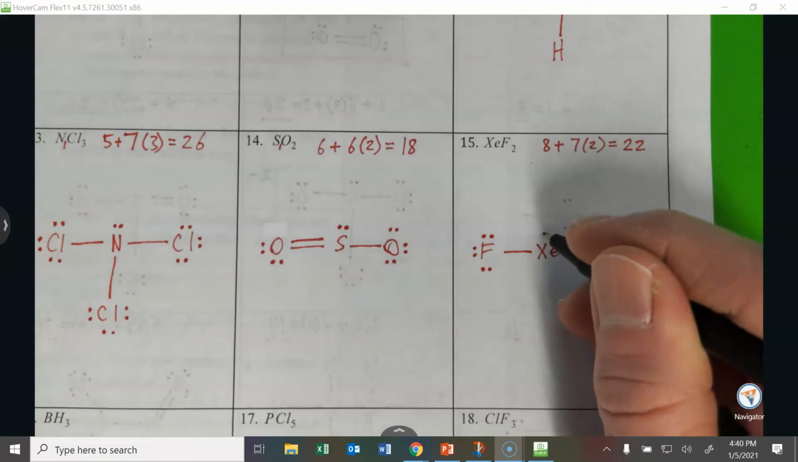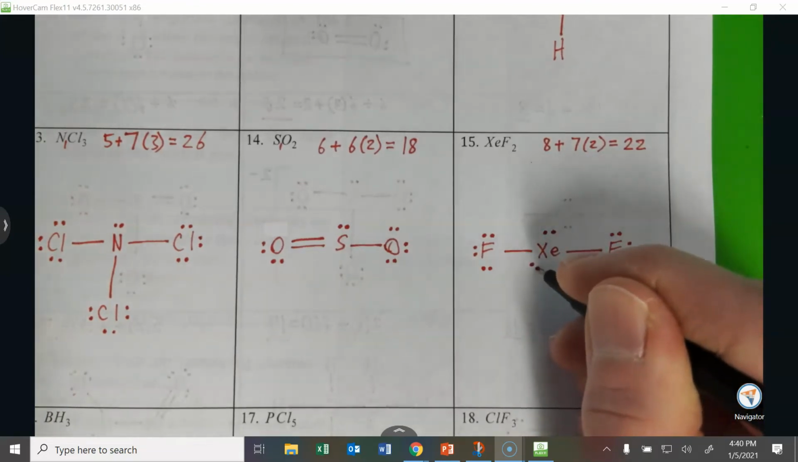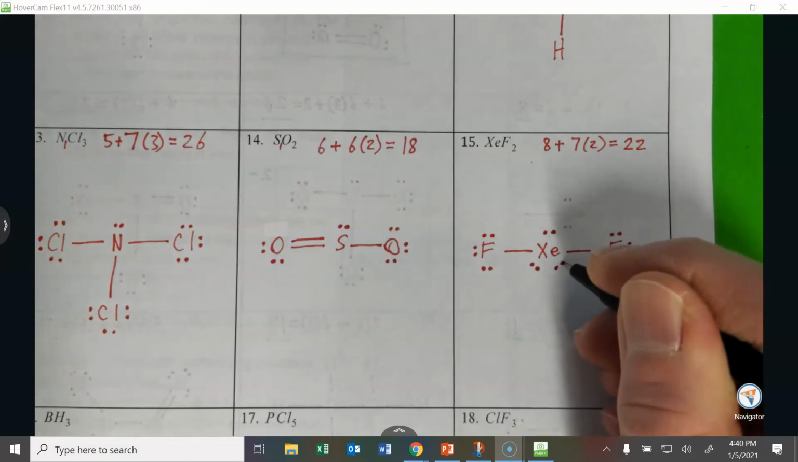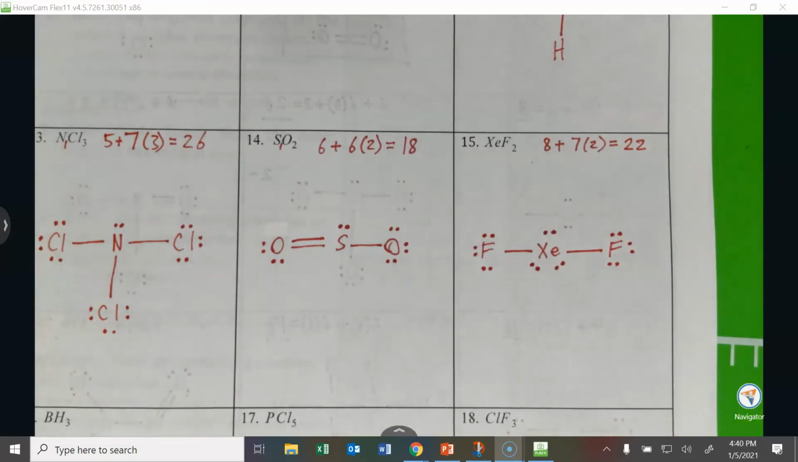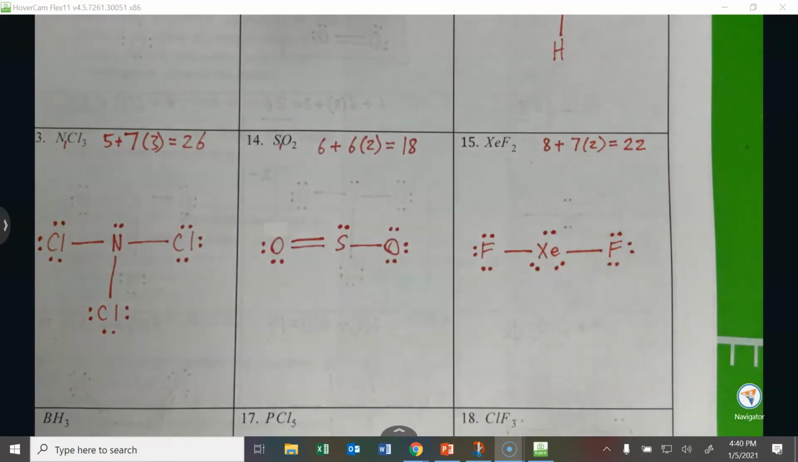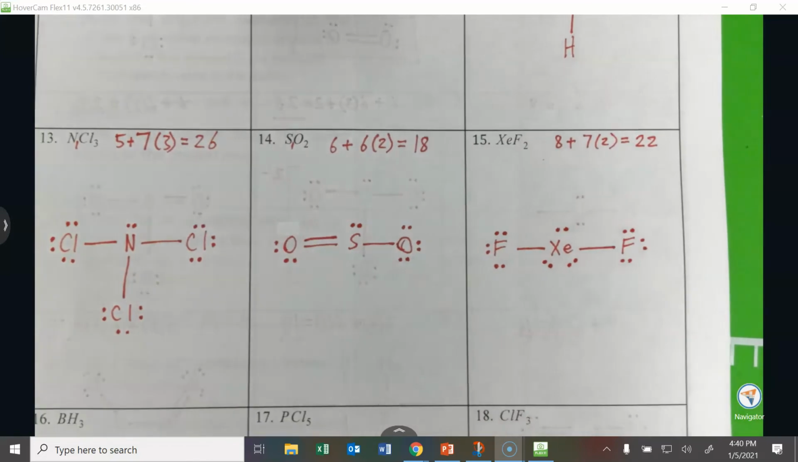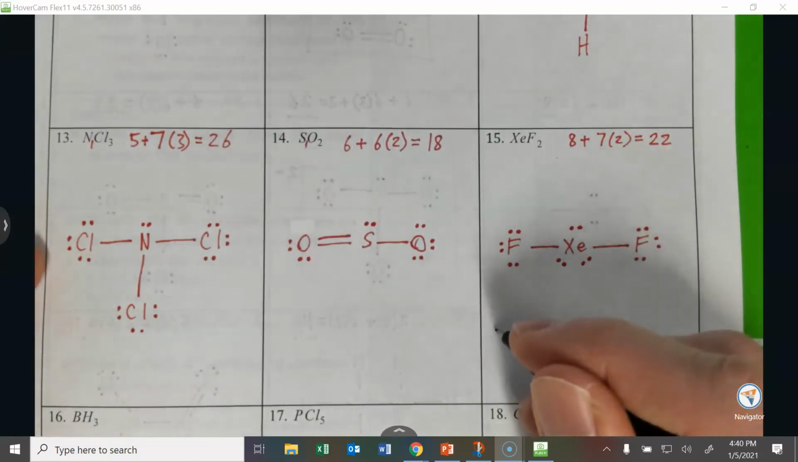So I just used 2, 4, 6, 8, 10, 12, 14, 16. Now I'm going to go 18, 20, 22. And I know that looks weird and it goes against the normal octet rule. But there's nowhere else I can put those electrons. I've already taken care of the outsiders, so the extra electrons, even if it's too many, go on the central atom, like this. So this is an expanded octet.